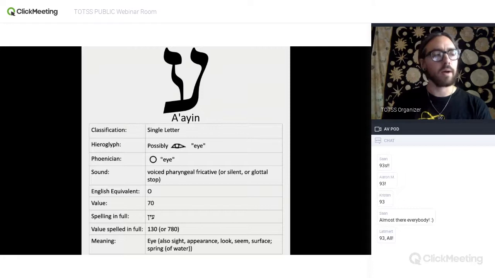Which is interesting. When we do Tav, I'll come back to it, there's some interesting stuff that can be done with some of the shapes of the Phoenician letters, and that includes this one here. But we'll talk about that later.